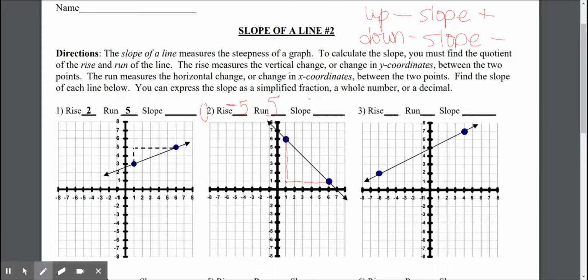So our slope will be negative 5 over 5, which is going to simplify to negative 1. Anytime you have the same number on top as the bottom, your answer is going to be 1, but it has to be negative here, because you have a negative sign in front of that 5. So let me clear that out because I want to try another one with a downward sloping line.